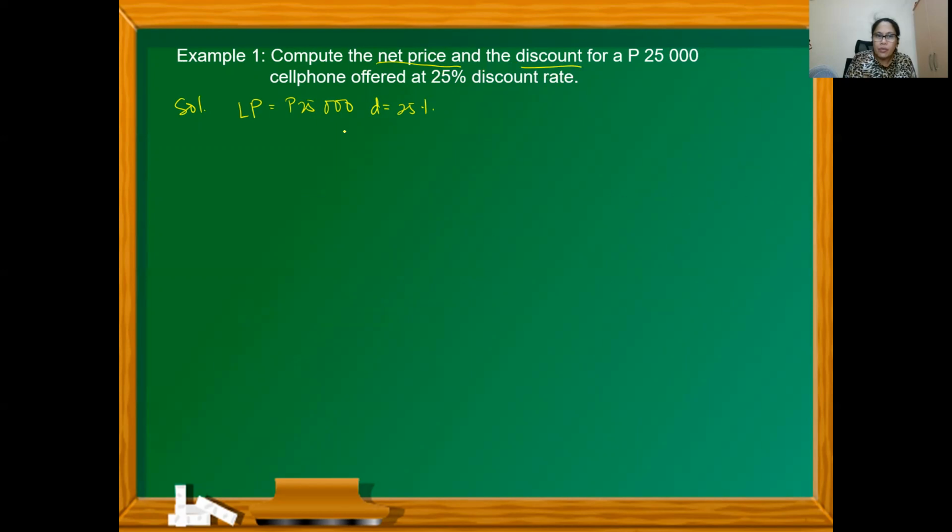Now, we can solve for the discount, and this is equal to list price times the discount rate. Any of the two can be considered as the first factor. So this is 25,000 times 0.25, and we'll be able to get the discount, that's the product between 25,000 pesos and 25%. So we have 6,250.